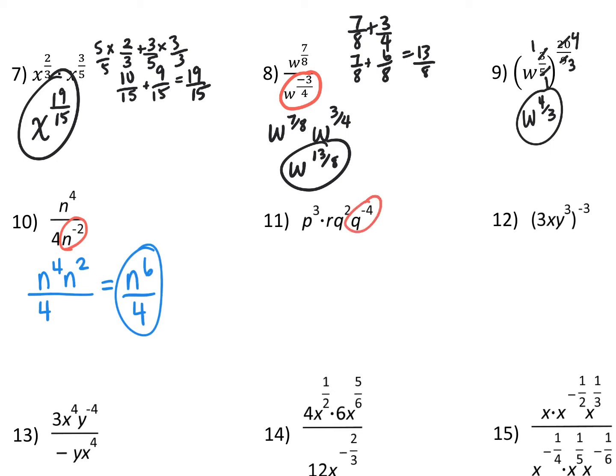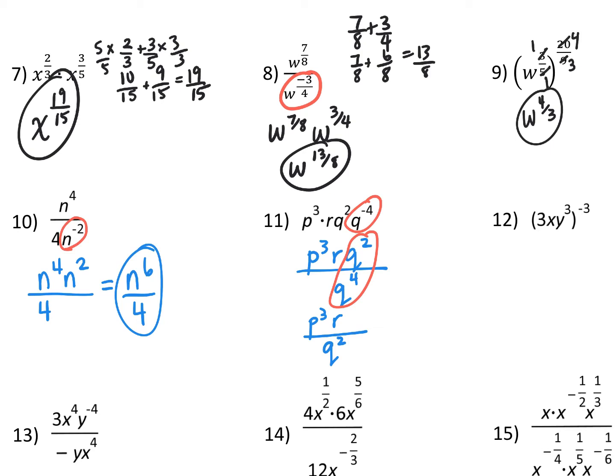In this next example, number 11, everything is positive except for the q. So that's the only one that's going to move. I'm going to leave p to the 3, r, q to the 2, and I'm going to put q to the 4. Okay, so I've gotten rid of my negative exponents. I need to also get rid of any duplicate bases. So I've got q's here, right? And now I think of it as, where are there more? Well, there's more on the bottom by 2.